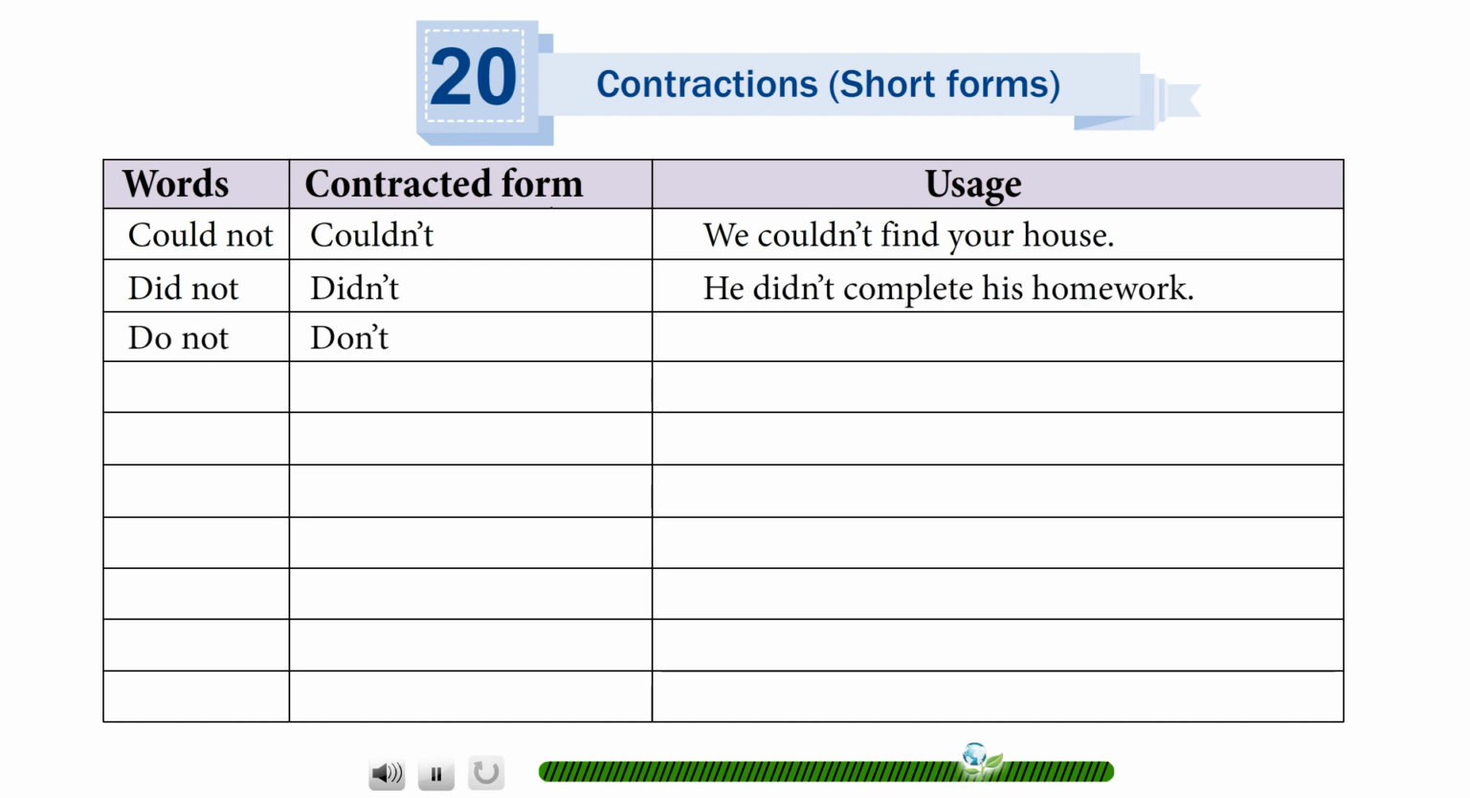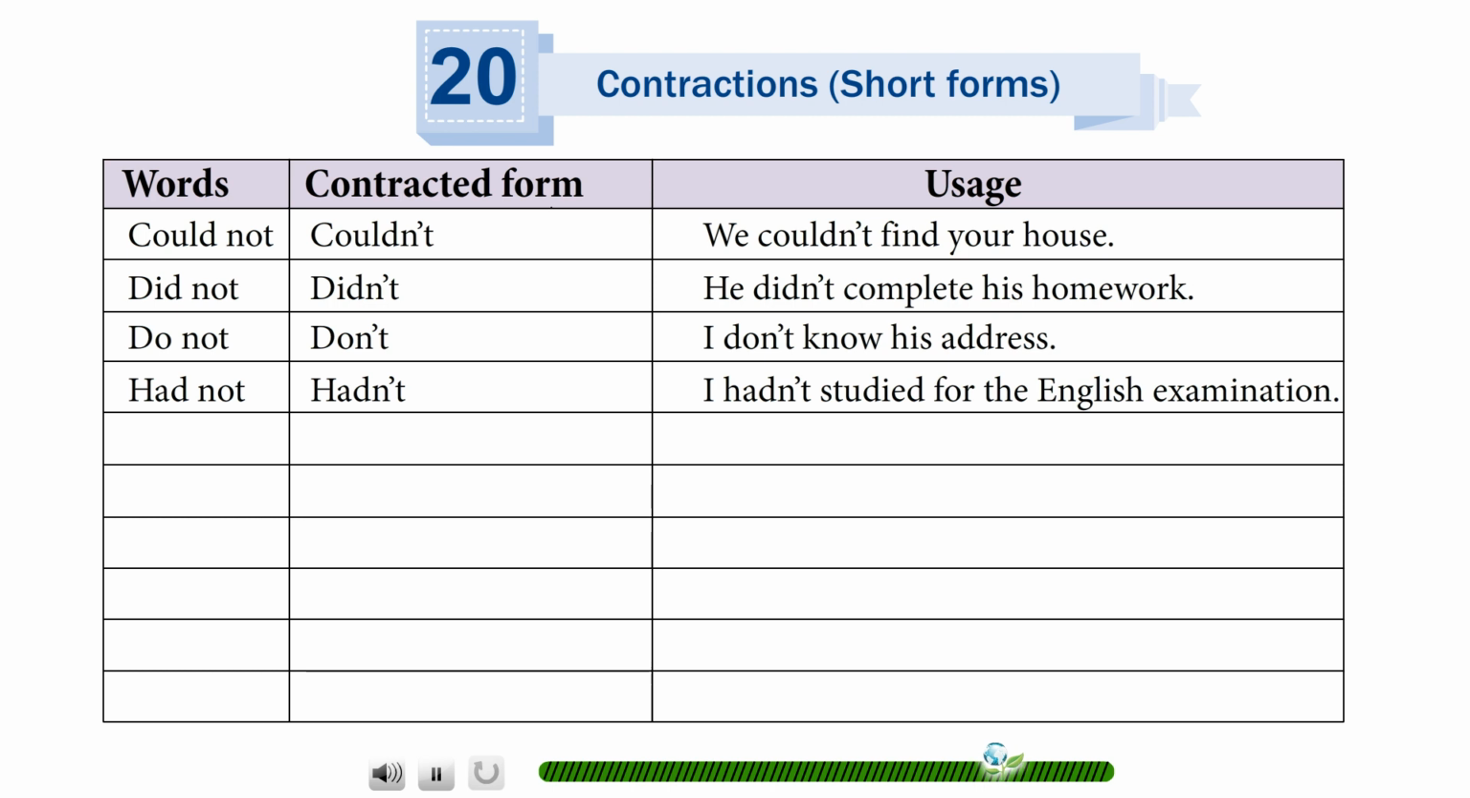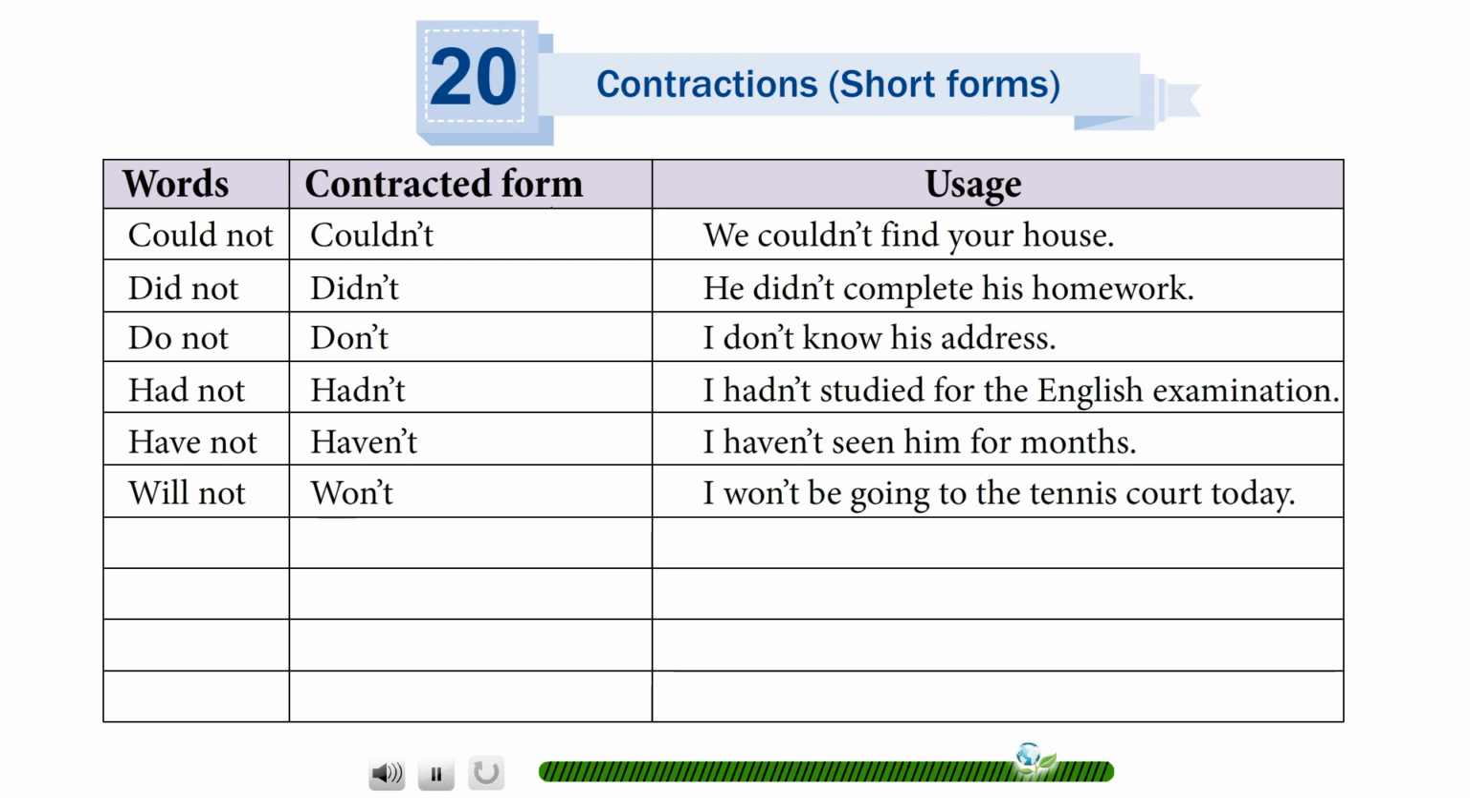Do not, don't. I don't know his address. Had not, hadn't. I hadn't studied for the English examination. Have not, haven't. I haven't seen him for months. Will not, won't. I won't be going to the tennis court today.